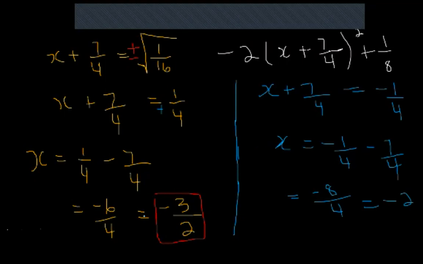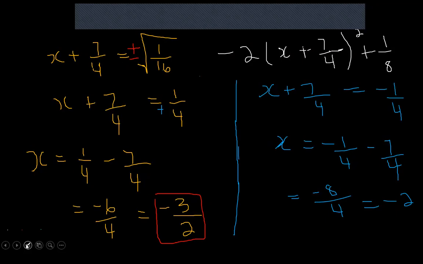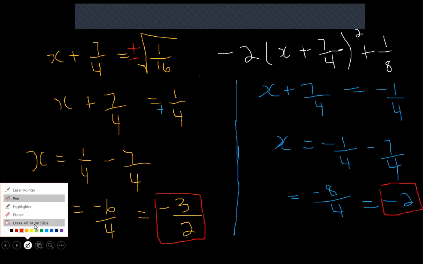So I have two values for x. X is equal to minus 3 on 2 and minus 2. I have two values of x. Everybody good with this?